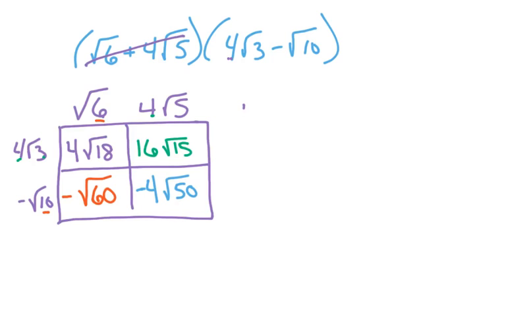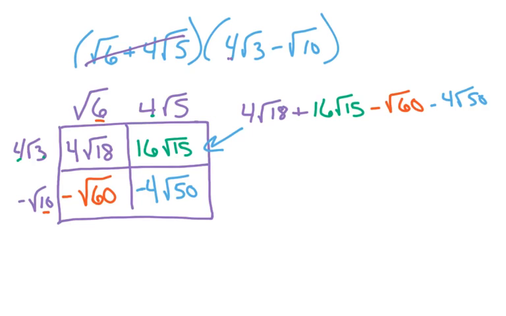together here. So 4 radical 18 plus 16 radical 15 minus radical 60 minus 4 radical 50. And these all came from the box. So then you have to do more algebra because you're thinking some of these radicands will simplify.